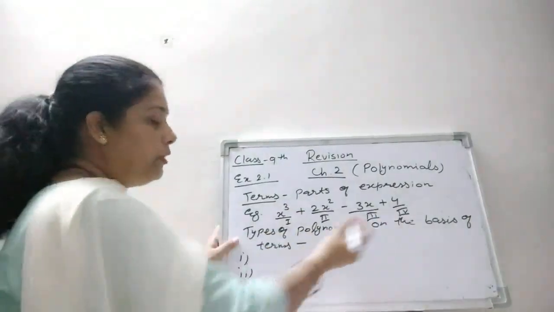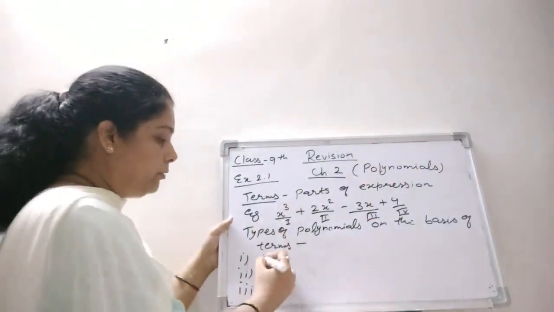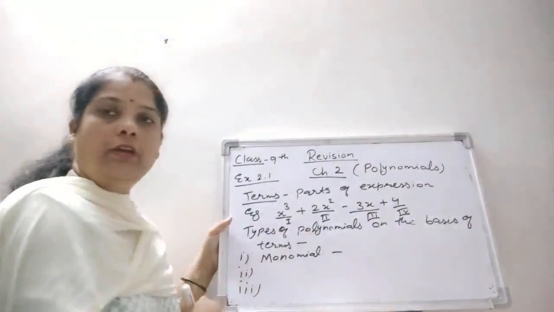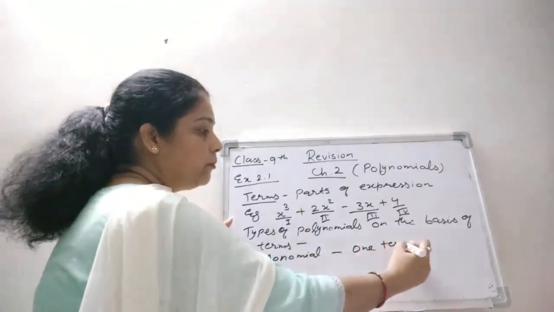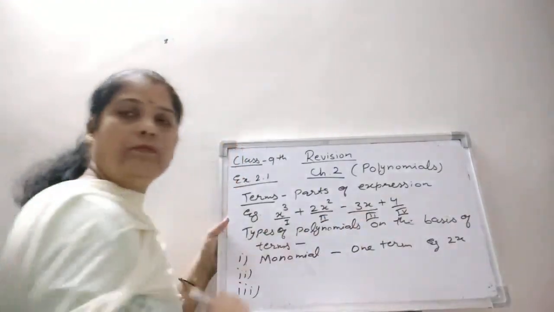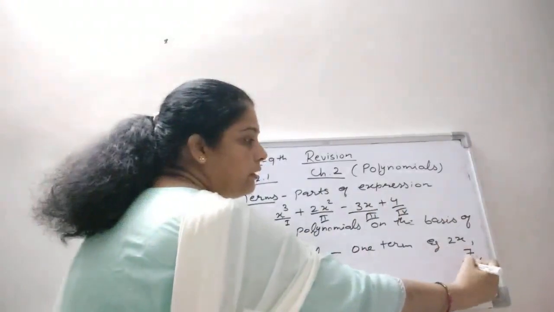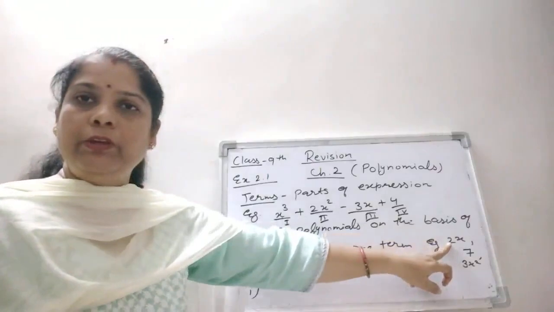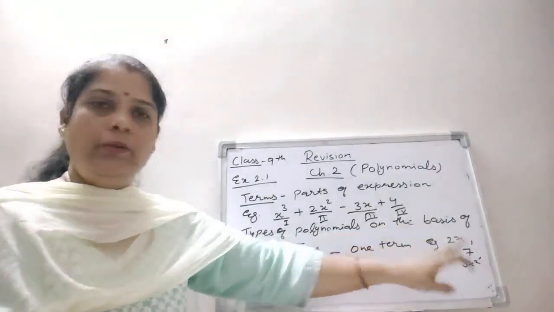Now types of polynomial on the basis of terms. Now how many types of polynomial? There are many types, but in our syllabus, first type is monomial. Monomial means expression having one term only. For example, 2x. For example, 7. For example, 3x square. So 2x is monomial because it has only one term. 7 monomial, 3x square monomial.